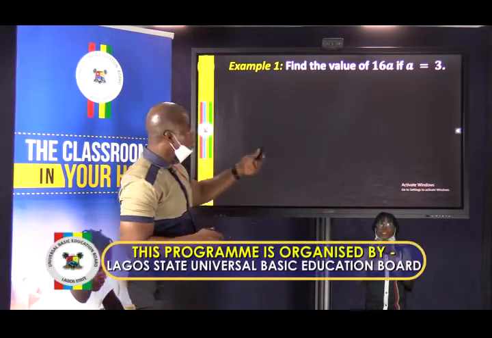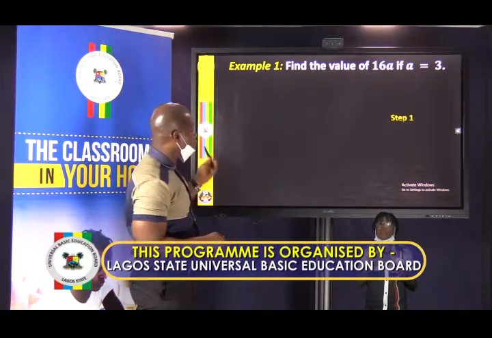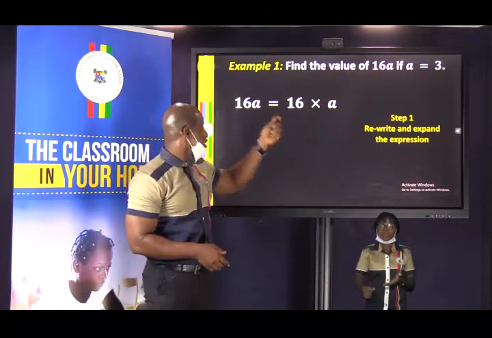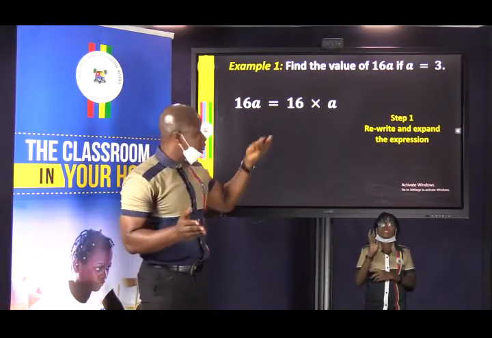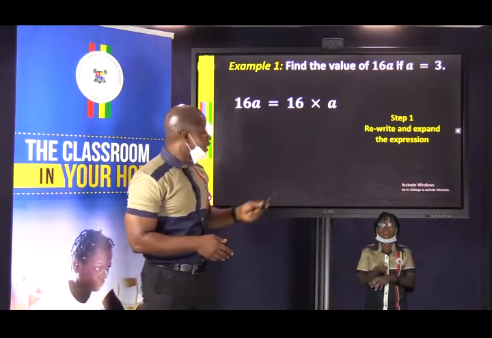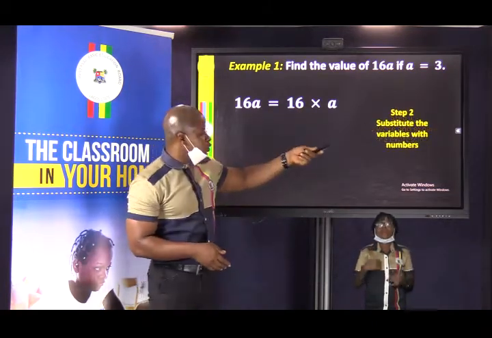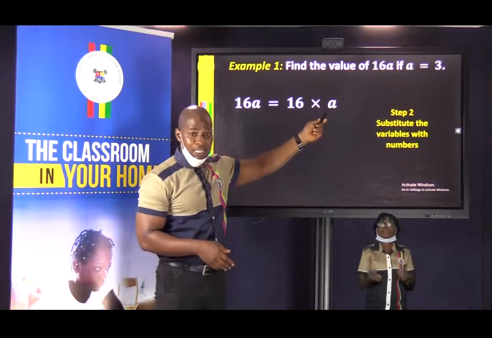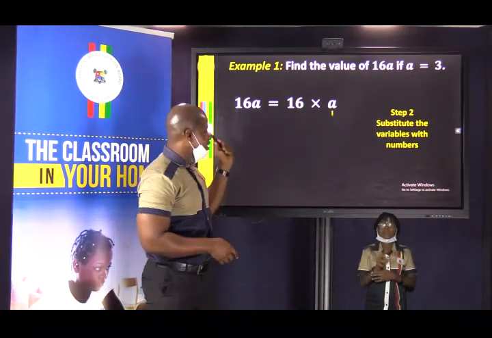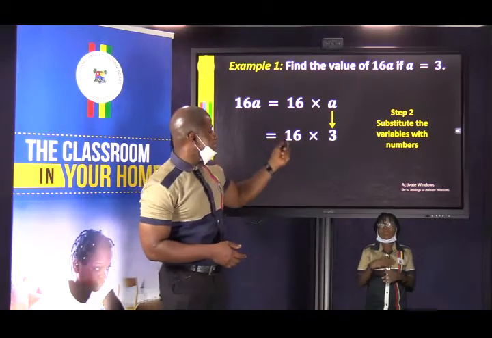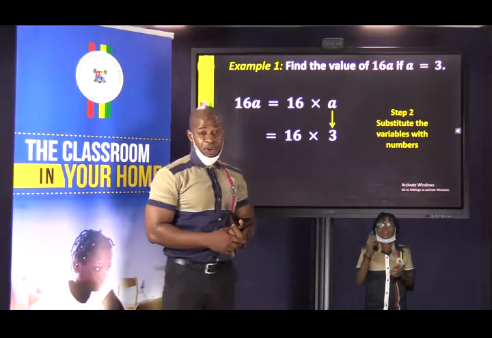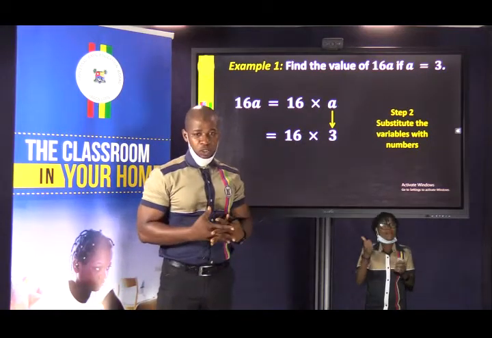So how do we find the value? How do we solve this? Well, first thing to do is that we write the expression and then we expand it. 16a, remember, means 16 times a. We just don't put the multiplication sign. Now we are going to substitute the variable with the number. We already know that a is 3. And so instead of writing 16 times a, we write 16 times 3. And that is why they call it a variable. A can be any number that we want it to be.